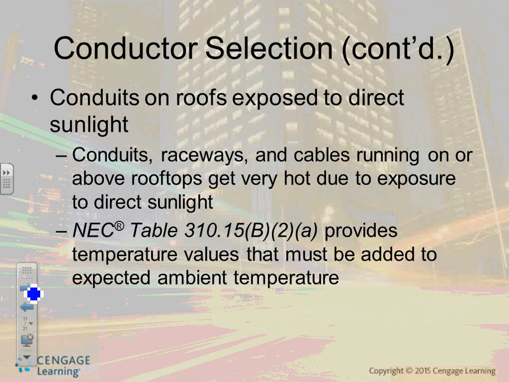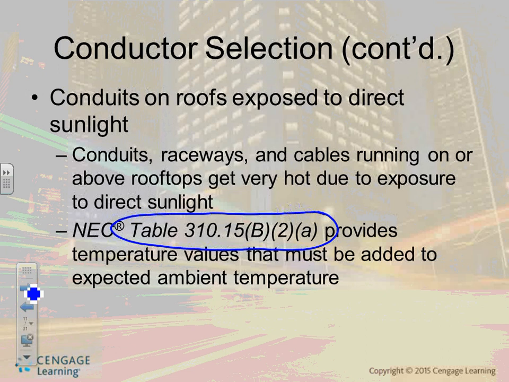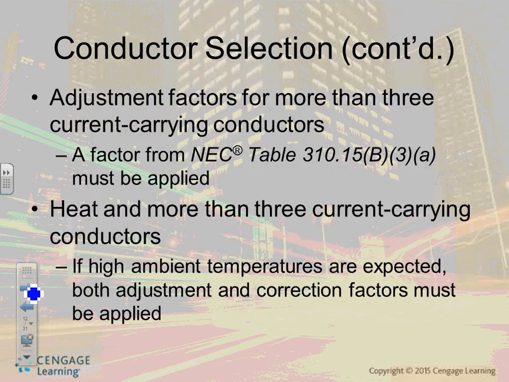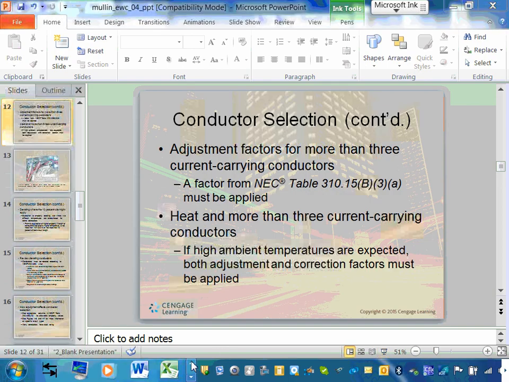Do you guys remember when we highlighted that one? I think last time when we looked at this table. Could you please go to this table? 310.15(B)(2)(a). Temperature values that must be added to the expected ambient temperature if you put your system on a roof. So the way these, let me see if I can.